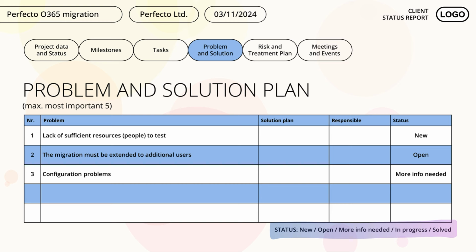Open. The open status means that the problem was already on the list at the previous meeting, but we have not yet dealt with it. We need to make progress on this.